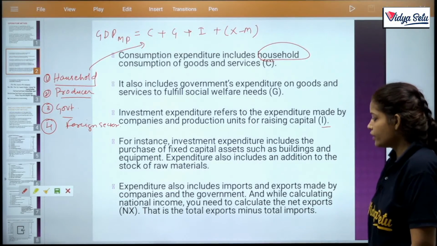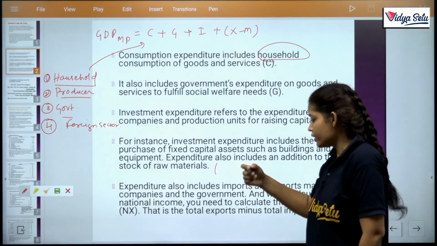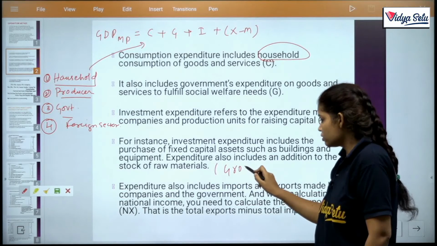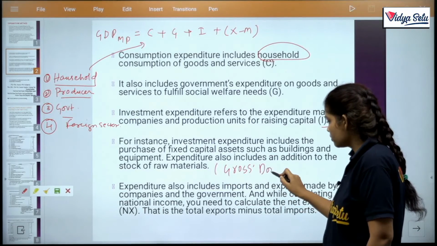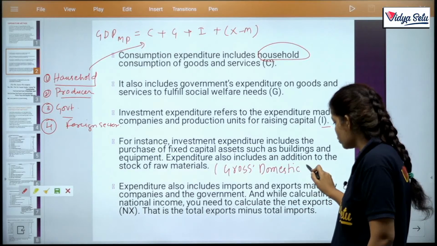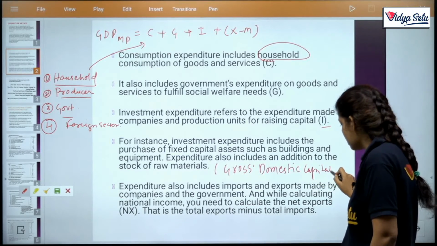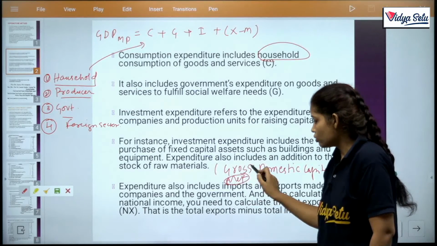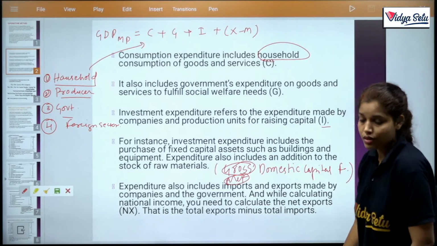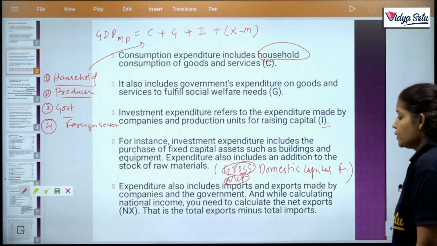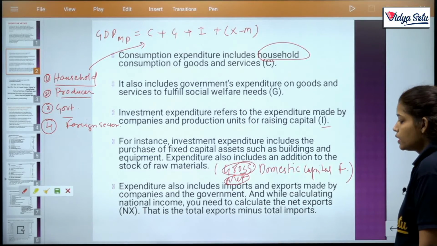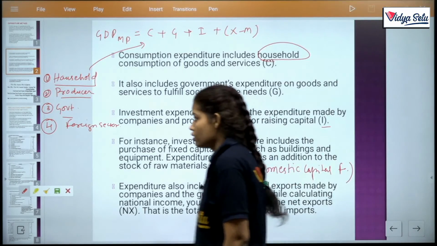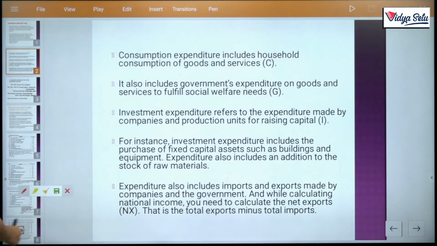Clear? So we have to be clear in our mind about what is given in the question. Sometimes it gives gross domestic capital formation, sometimes it gives net domestic capital formation. So clearly understand what the question is asking you. Expenditure also includes imports and exports made by the companies, that is net exports, NX. Okay. So without wasting time, we just move on to our formula.